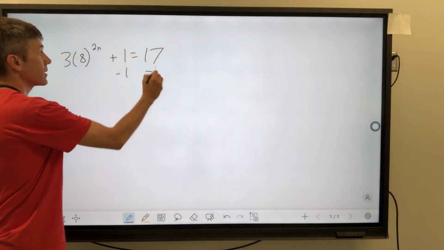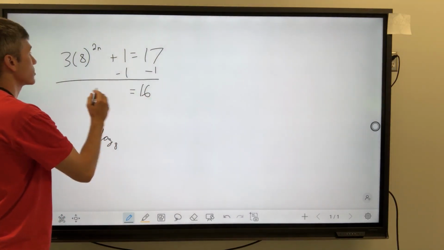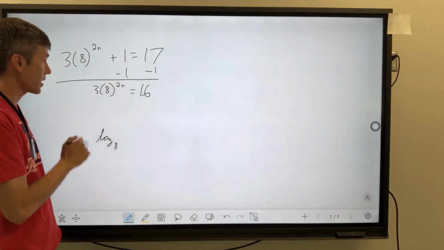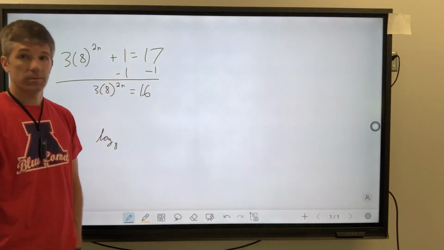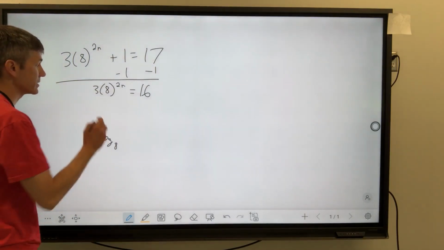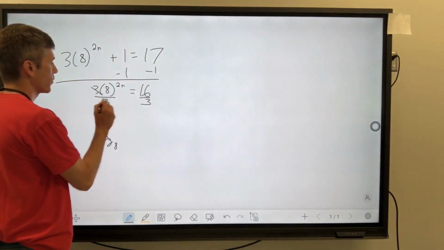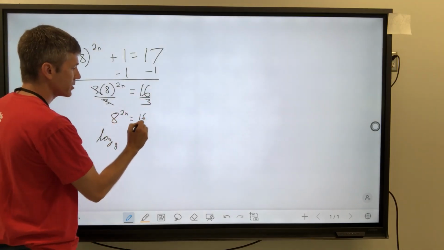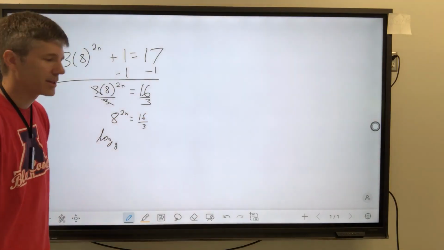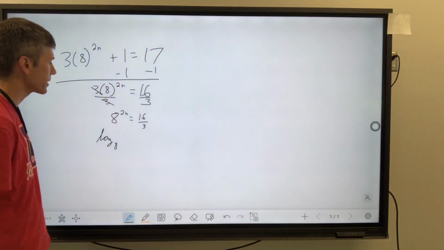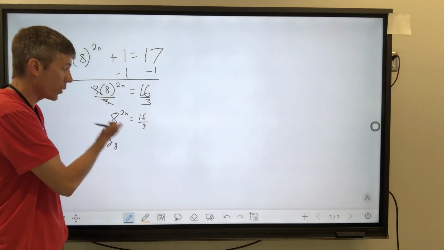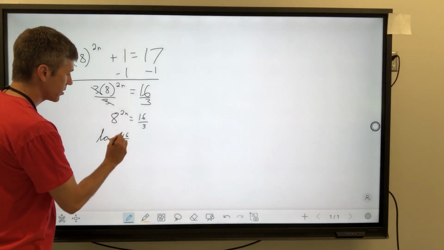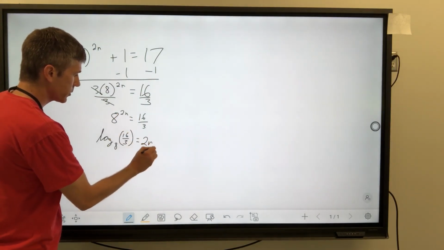So let's make this exponential form. Now, I also want to warn you that a lot of people would look at this and say, oh, 3 times 8, that's 24. Oh, no. 3 times 8 is not 24 in this context. We need to divide by 3 first. So we have 8 to the 2n, and that is equal to 16 thirds. You can go ahead and type that in your calculator. Please don't. 5.3 repeating. You can do that in your head, actually. And so now we are ready to write this as an exponent. Log base 8 of 16 thirds equals 2n.